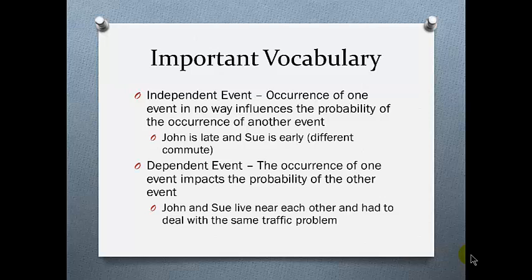So the flip side is if we have a dependent event, the occurrence of one does impact the probability of the other one. An example of this is if John and Sue lived near each other and they were coming into work, an accident on the freeway that they both have to pass is going to influence both of them. So if John is late, Sue probably would be late too. If John is early, Sue probably could get to work early too. There's a relationship there. The occurrence of one influences the other. That's a dependent event.